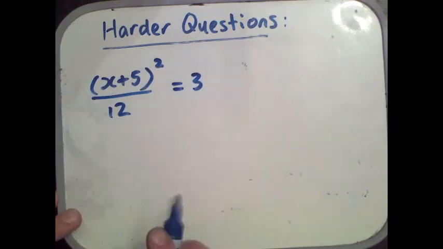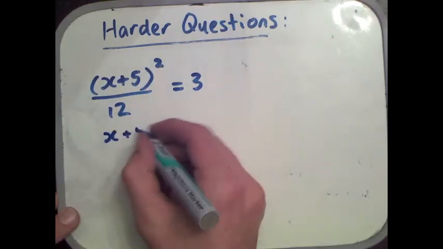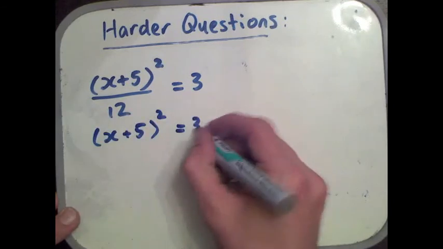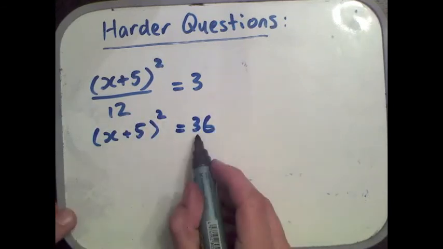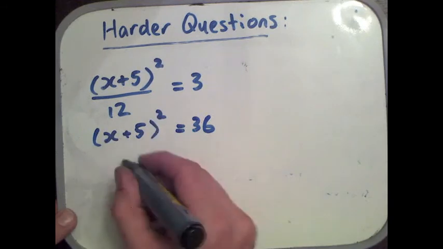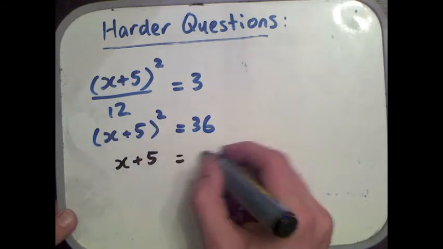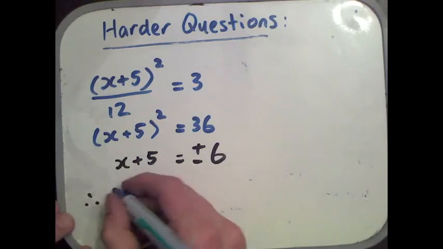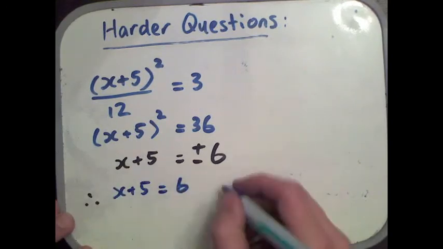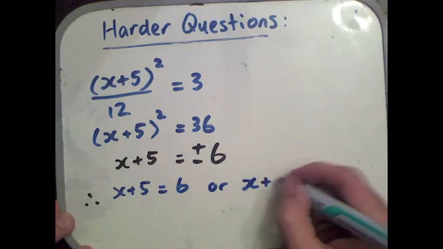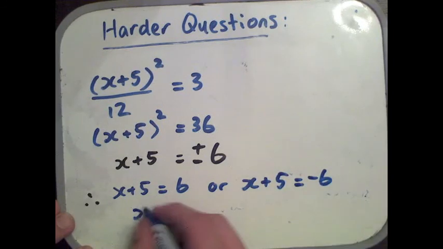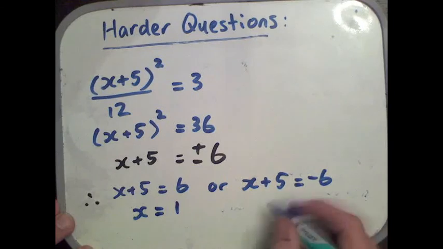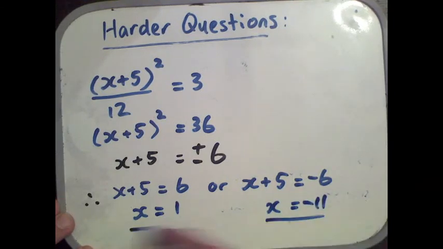X plus 5 in bracket squared is equal to 3. Again, let's get rid of this 12. X plus 5 bracket squared is equal to 36. Right, we can square root both sides. We get x plus 5 is equal to plus and minus 6. And then we simply solve. Null factor law, x plus 5 is equal to 6, or x plus 5 is equal to negative 6. And then solve for x is equal to positive 1, or x is equal to negative 11.